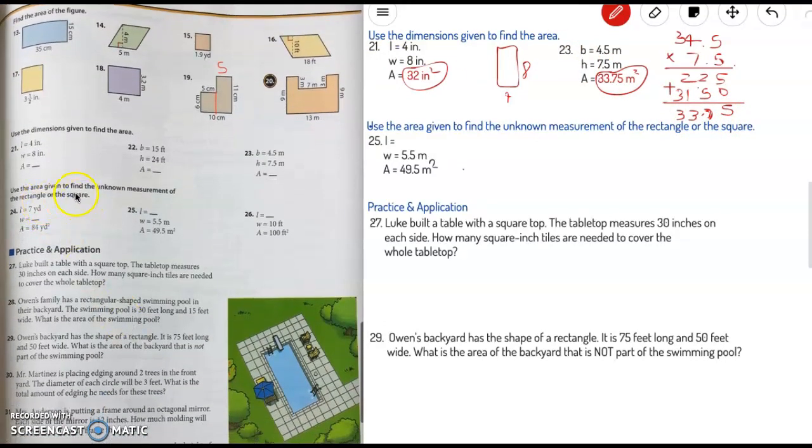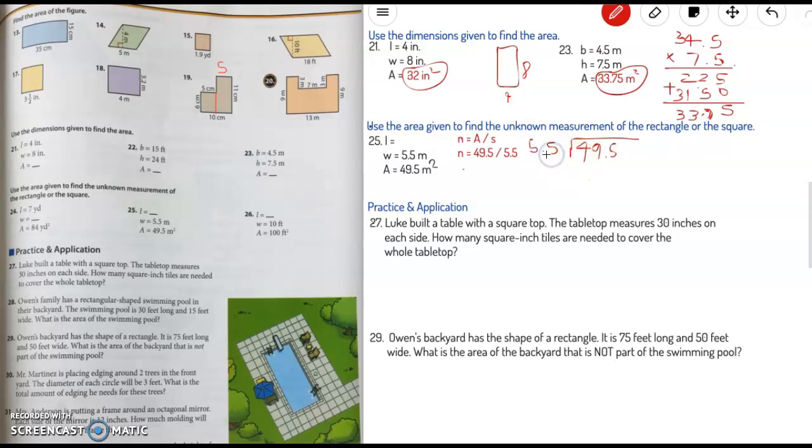25. Use the area given to find the unknown measurement of the rectangle or the square. Great. So let's see here. We're trying to find one side. Who remembers the formula for this? Very good. Okay. Same thing. What is the area? 49.5 meters divided by 5.5. Another division problem with our decimal friends. They just won't leave us alone.